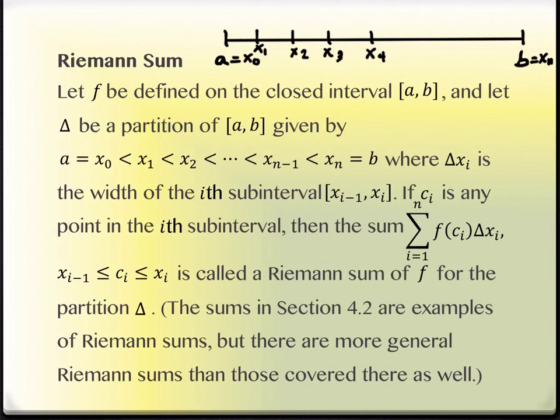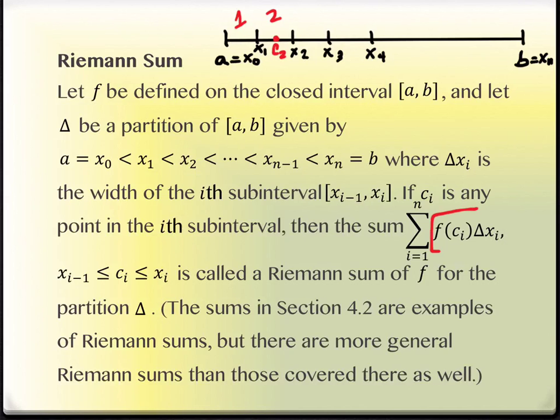c_i is any point in the ith subinterval. So if you were looking at a point here, it doesn't have to be halfway, but there is a c_i in between here. So this is subinterval number 1, this is subinterval number 2, so there is a point in between x1 and x2 that's called c_2. Okay, and we can do that with any point in between them.